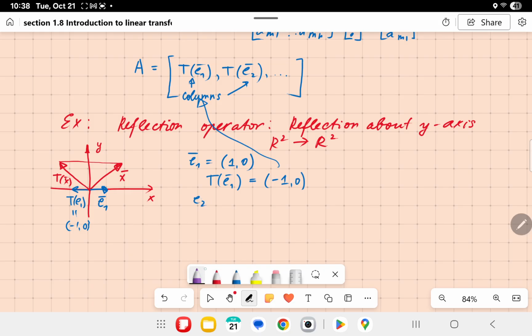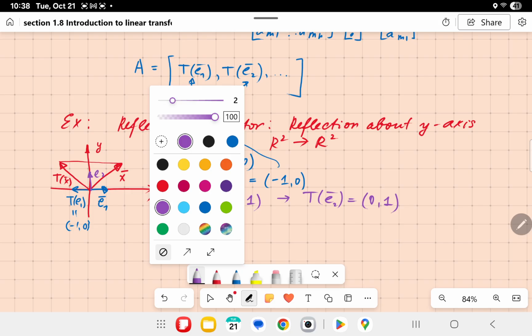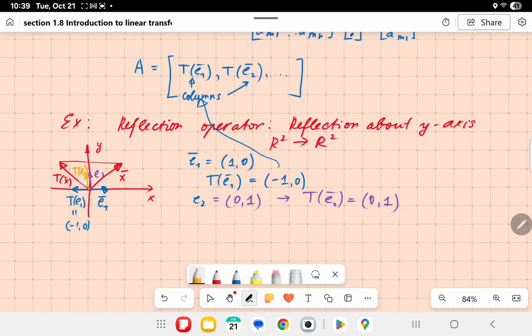Now E2, my second vector. Let me use a different color. E2. So for E2, which has coordinates what? 0, 1, right? I'm going to draw it. This is E2, right? When we reflect about y-axis, nothing is going to happen just because it's already sitting on the y-axis. So I'm going to write down that t of E2 is just going to be 0, 1. In orange, that's going to be t of E2.